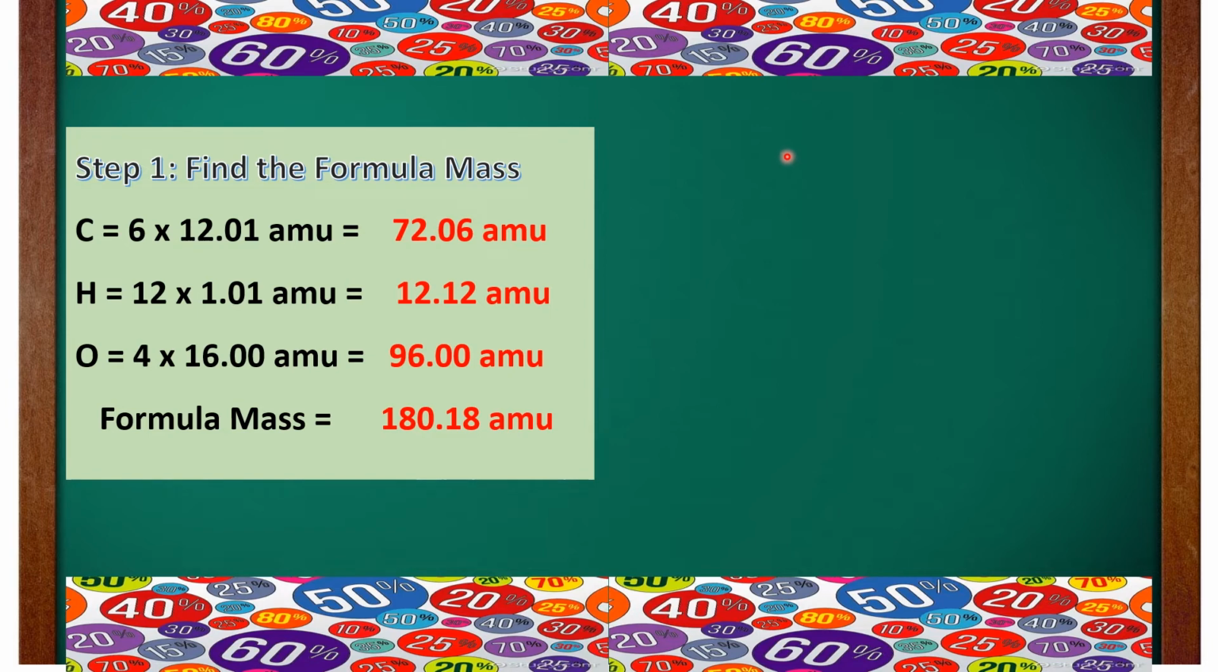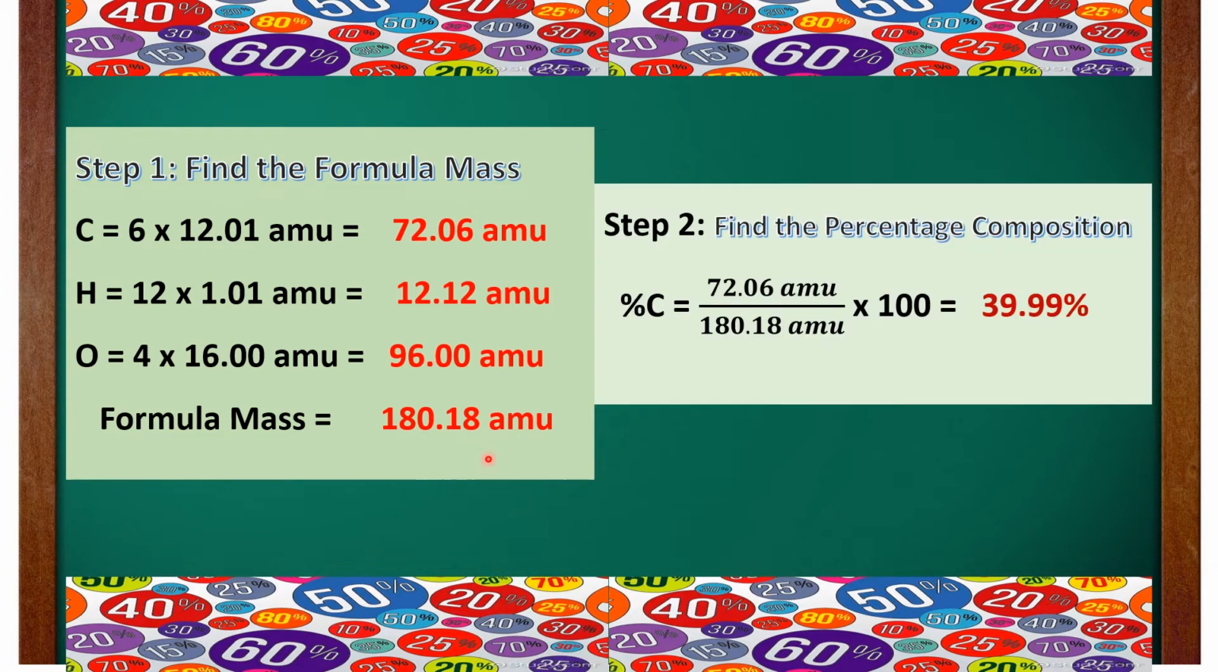To answer question number 2, again, you need to list down all the elements present. Take note of the number of atoms per element and its atomic mass. Multiply, then sum it up, and the formula mass of glucose is 180.18 AMU. For step 2, we need to find the percentage composition of carbon.